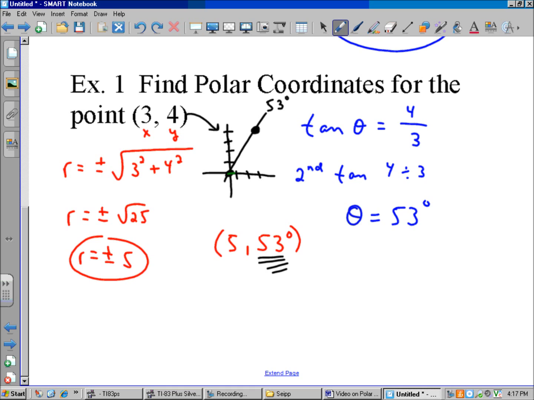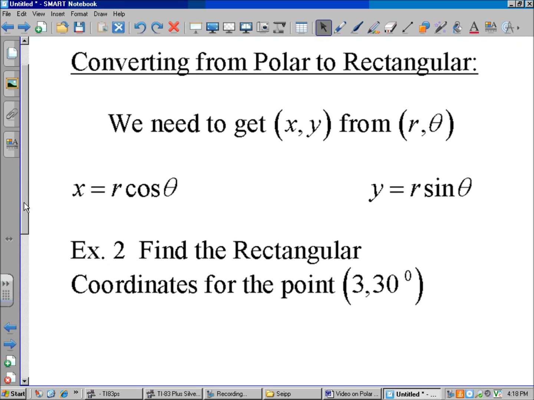Because if I go over 3 and up 4, I could find the value of that r. It's the same thing as the hypotenuse, right? If I go over 3 and up 4, I could do 3 squared plus 4 squared equals 5 squared. So r kind of represents the hypotenuse of a right triangle. The other conversion formula that you're going to want to know is converting from polar back to rectangular. This is much, much more important for calculus. You absolutely have to remember these formulas for calculus.